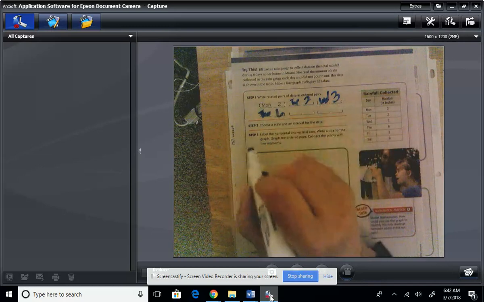Jill uses a rain gauge to collect data for the total rainfall during 6 days at her home in Miami. She reads the amount of rain collected in the rain gauge each day and does not pour it out. For her data shown below, make a line graph to display it. Okay, so here's her data. We have to do the ordered pairs right away first. Tuesday, 2, Wednesday, 3, Thursday, 6, Friday 8, and Saturday 9.